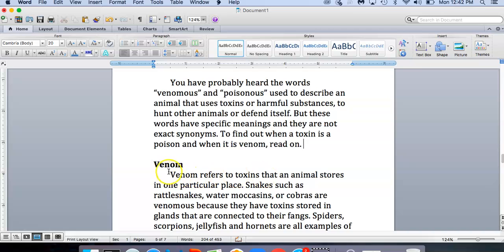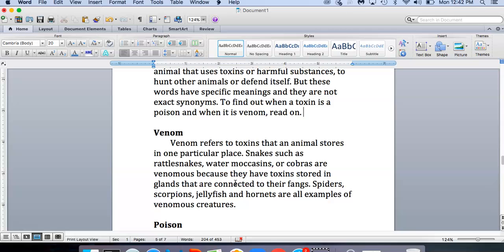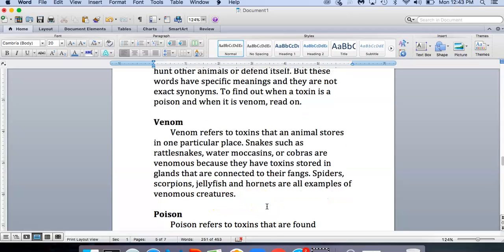Okay, so we have the heading here, venom. Venom refers to toxins that an animal stores in one particular place. Snakes such as rattlesnakes, water moccasins, or cobras are venomous because they have toxins stored in glands that are connected to their fangs. Spiders, scorpions, jellyfish, and hornets are all examples of venomous creatures.